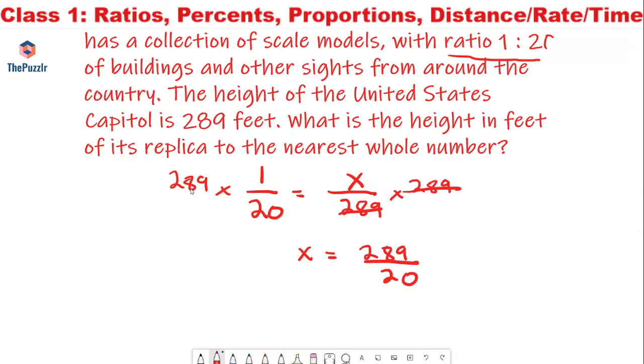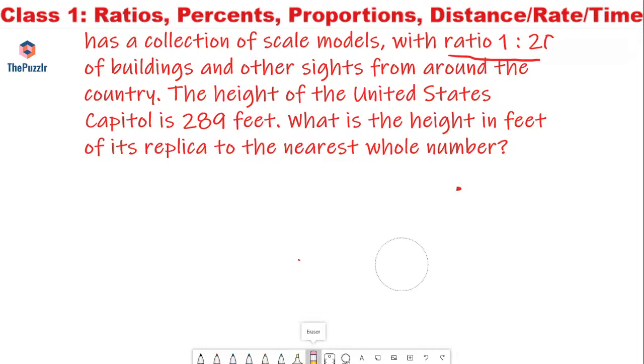Oh, I didn't realize I was muted. Okay, so what we're doing here is we have to realize that we have this ratio. Let me redo this. We have this ratio: 1 over 20 is equal to x over 289. How did I get that x?